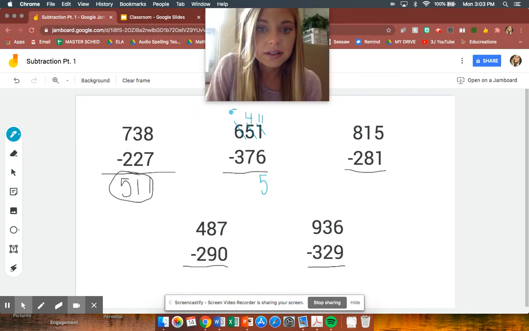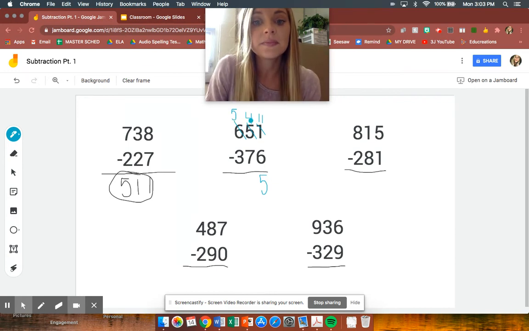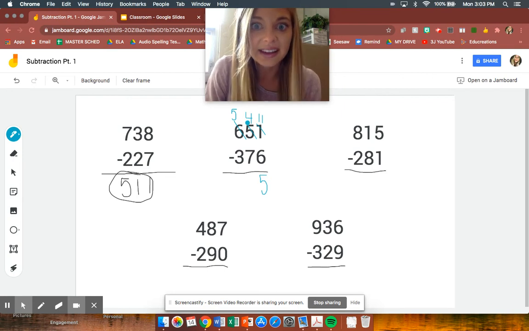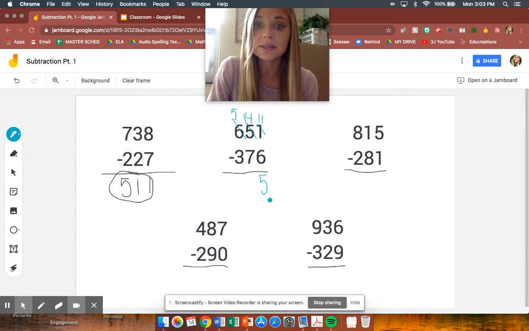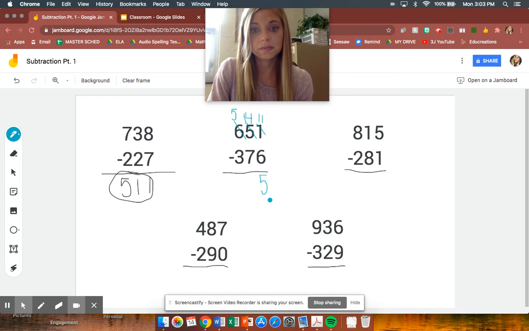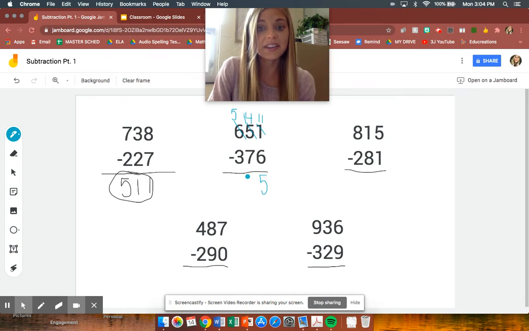Okay? Now I go back over here in the tens place and I do 4 plus 10. Basically, I just add a 1 in front of that number. That's going to be 14. Now I have 14 minus 7. 14 minus 7 equals what? If you're thinking 7, then you are correct.